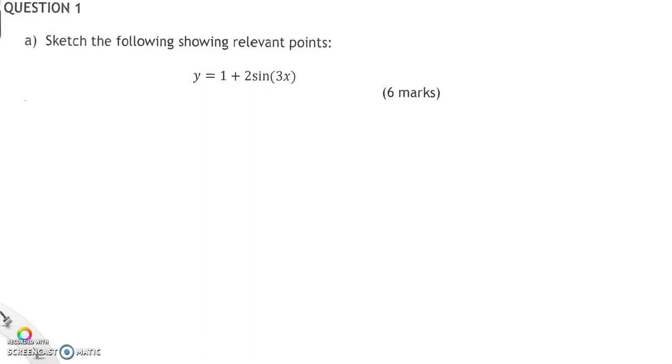Right, so we need to sketch this here. The first thing to think about now, this is our sine function like this, right? Normally our sine function starts here at 0. And if it was just sine x, x being the degrees or radians.